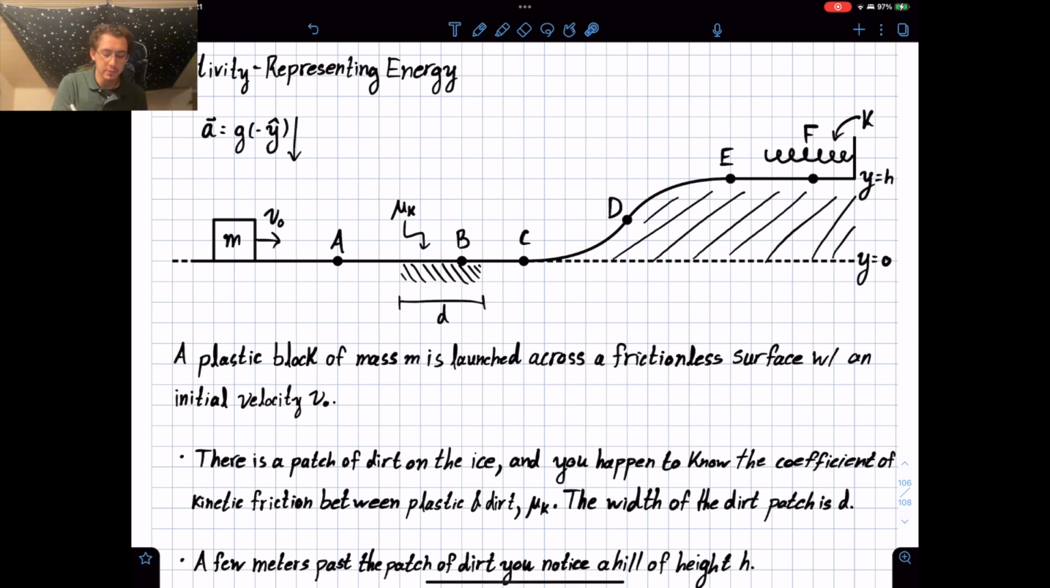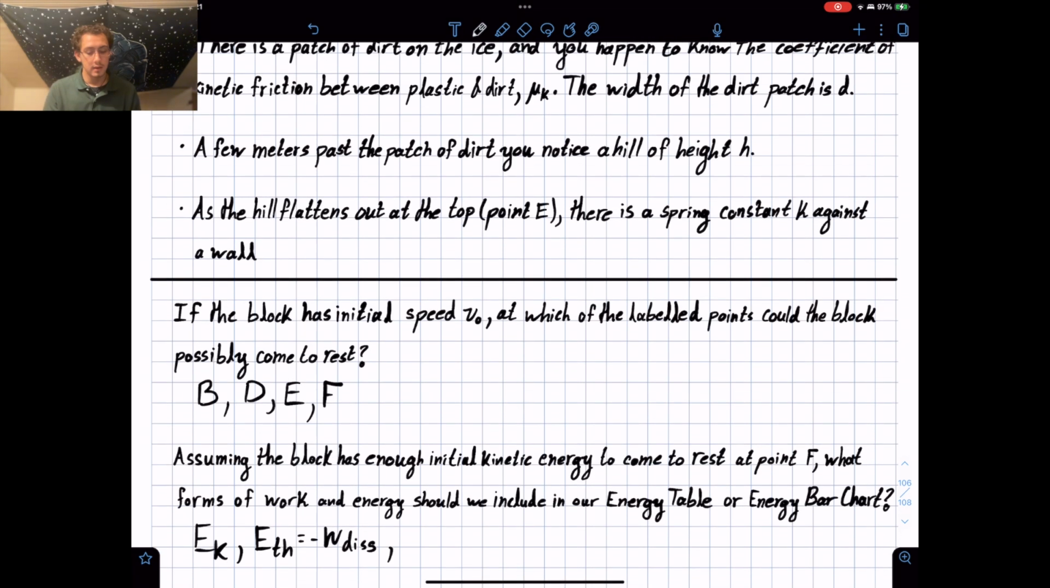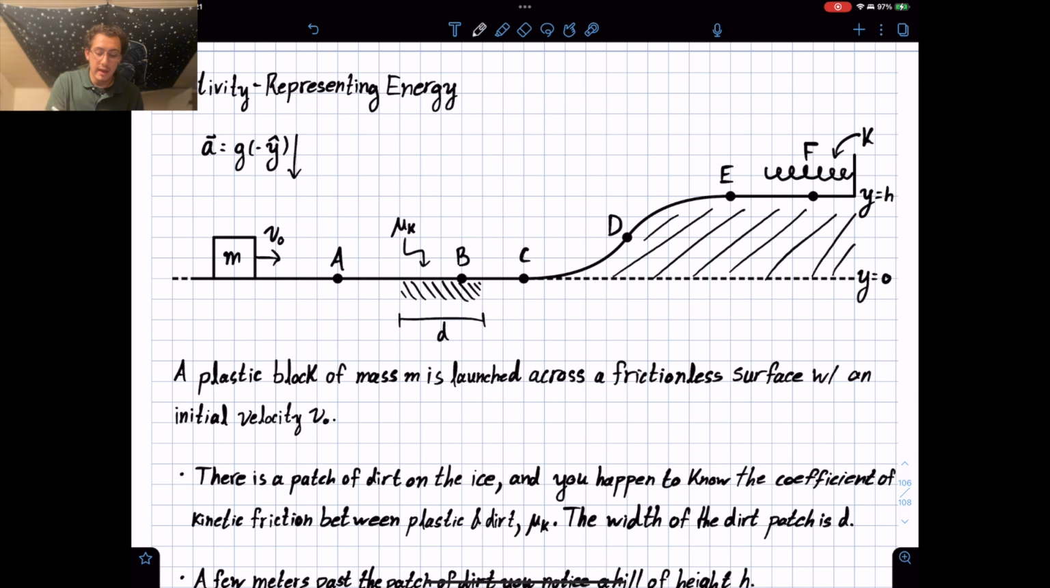What happened to the energy? We know that energy is conserved through a system, and if the system is the ground and the block, this energy must have gone somewhere. So far, we know that we have to have kinetic energy, E_K, and something that gets rid of that, so E thermal, also known as negative work dissipated.